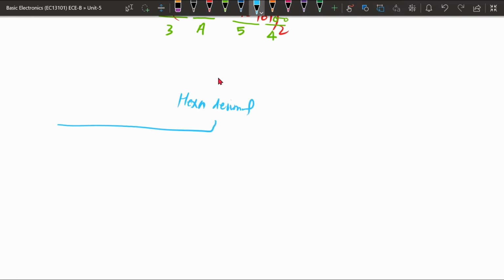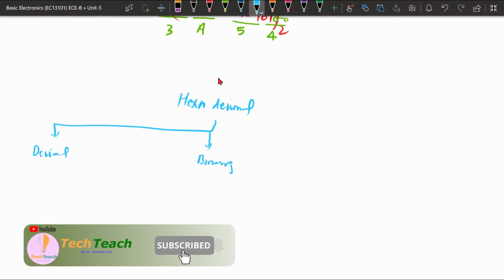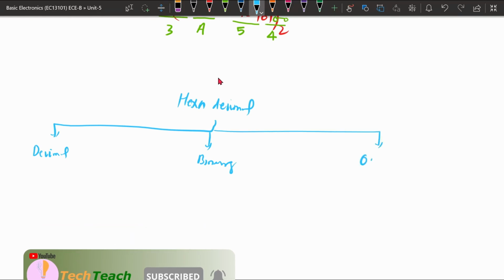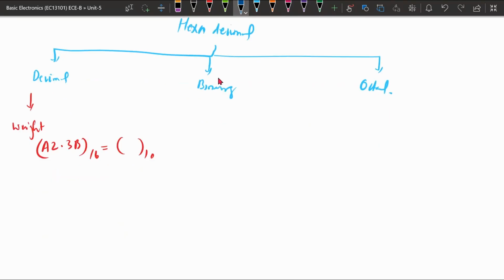Similarly for hexadecimal conversion. If a hexadecimal number is there, we can convert it into decimal, binary, and octal. In decimal, we will be using the concept of weight. Equivalent weights we have already given. Suppose it is A2.3B. If this is the number, we need to convert it into decimal.